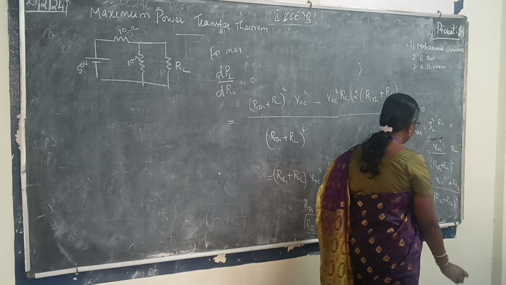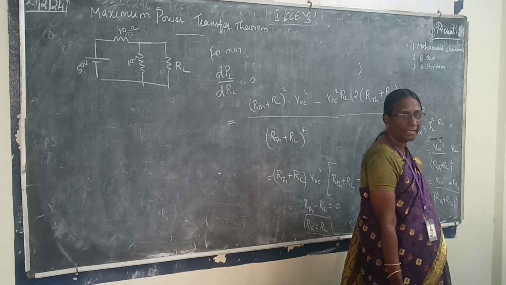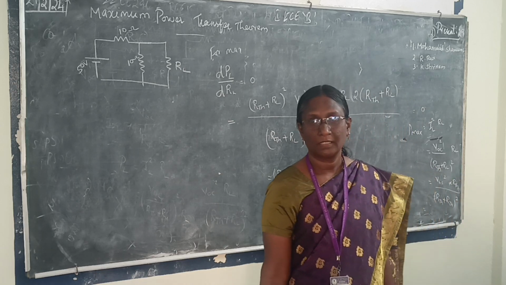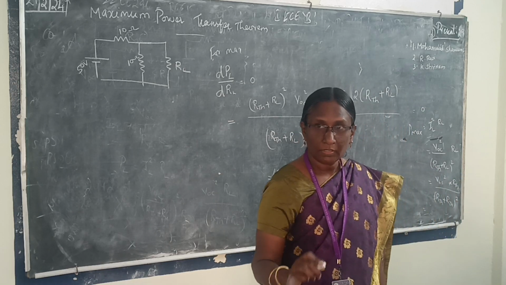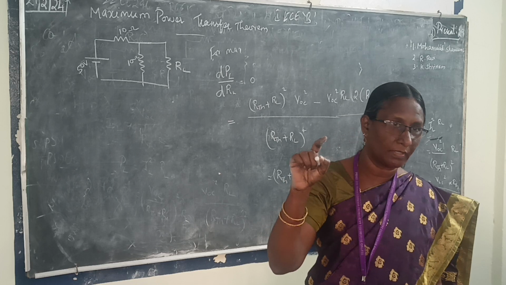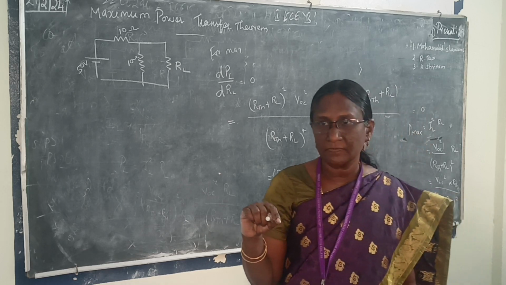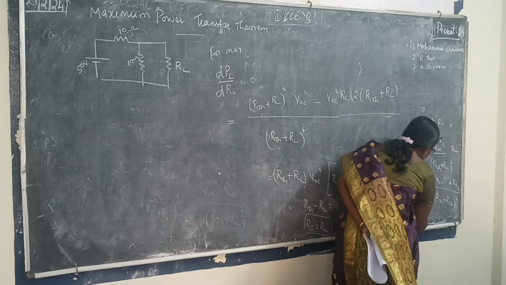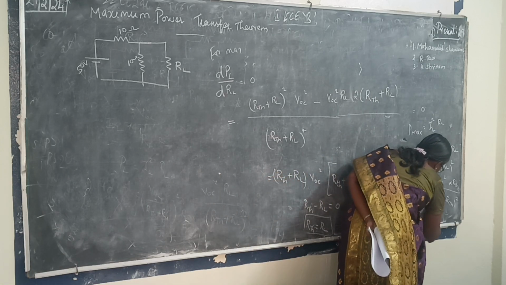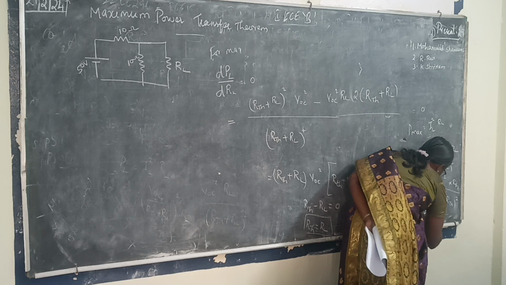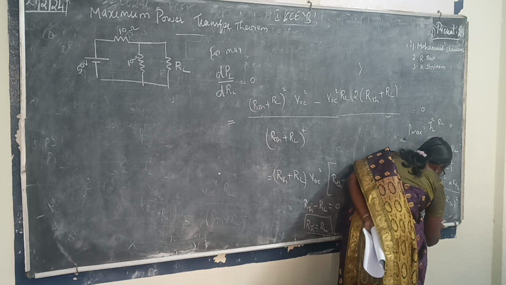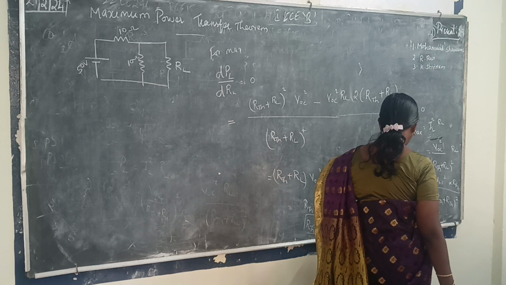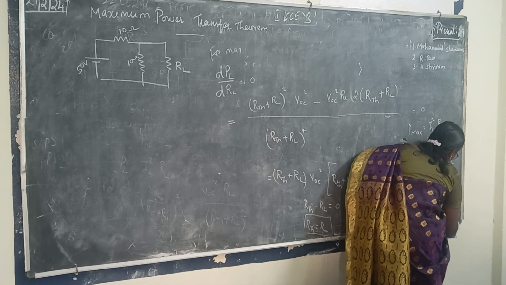Now what to do? 2 RTH squared. Denominator, what to do? 2 times RTH the whole square. Then the denominator becomes 4 RTH squared. In the numerator, this is equal to VOC squared RTH by 4 RTH squared. Then RTH gets cancelled. Then VOC squared by 4 RTH.